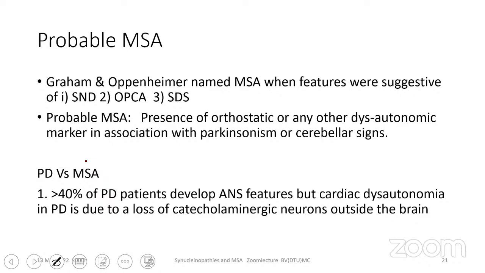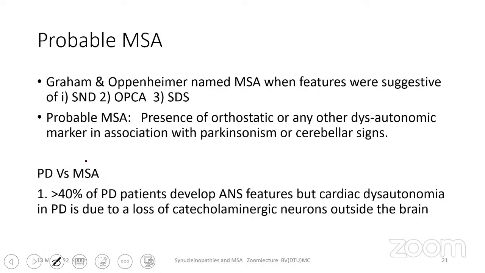Probable MSA is the presence of orthostatic hypotension or any other dysautonomic marker in association with Parkinsonism or cerebellar signs. So examination of cerebellar signs is very important in Parkinson's disease. Also, the blood pressure measurement in lying and standing. So if you look at the motor features, they are more common between MSA and PD. That's why there is a lot of confusion.